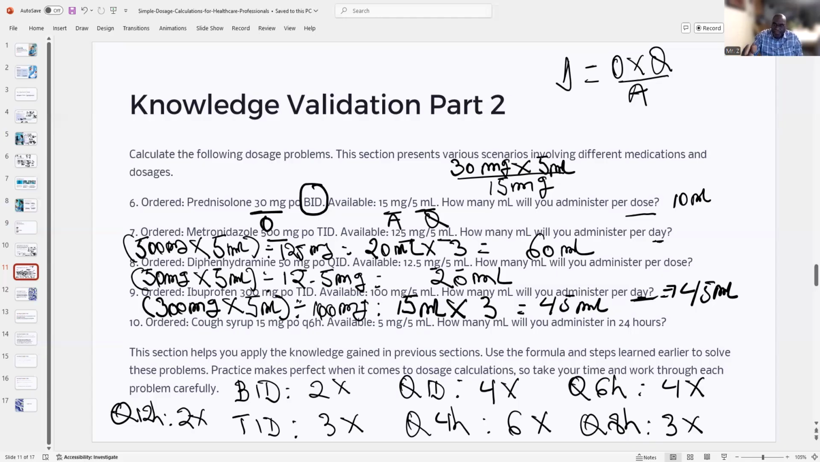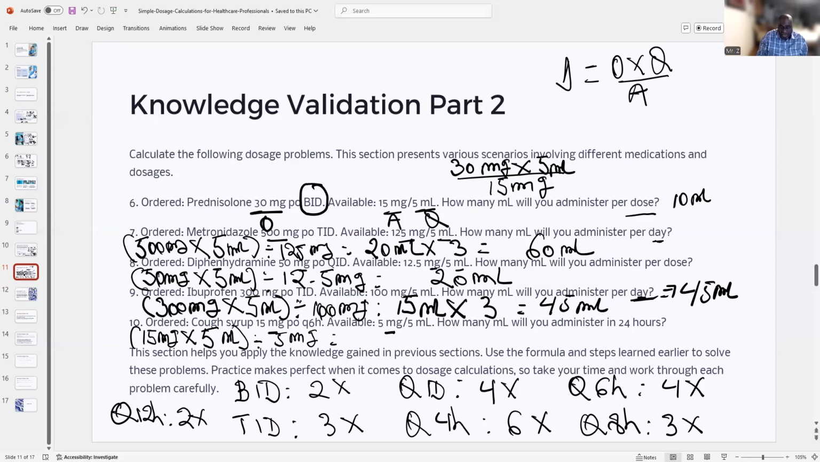So now you got Q6 hour. It means what? Q6 hour means 4 times a day. Same concept. You will do 15. Make sure the milligram and that one that we did are the same thing. So you will do the same concept: your order, which will be 15 milligram, multiplied by quantity. Your quantity is what? It is 5 milliliter. Correct? The answer you got, you're going to divide that by available, which is 5 milligram.